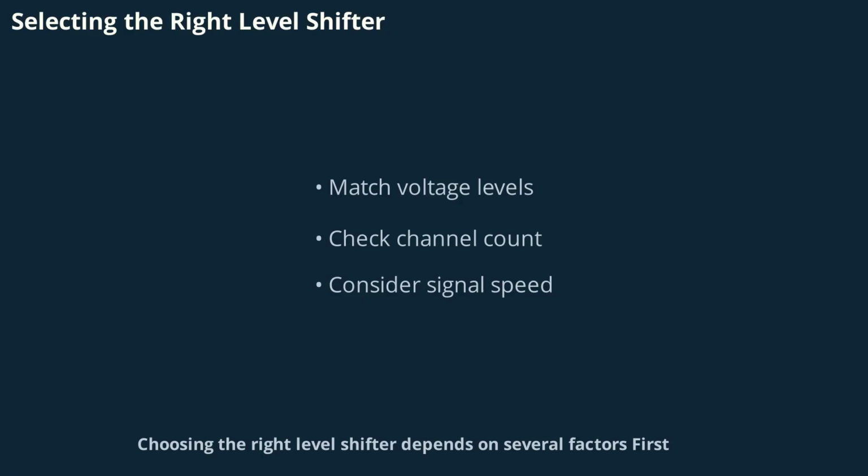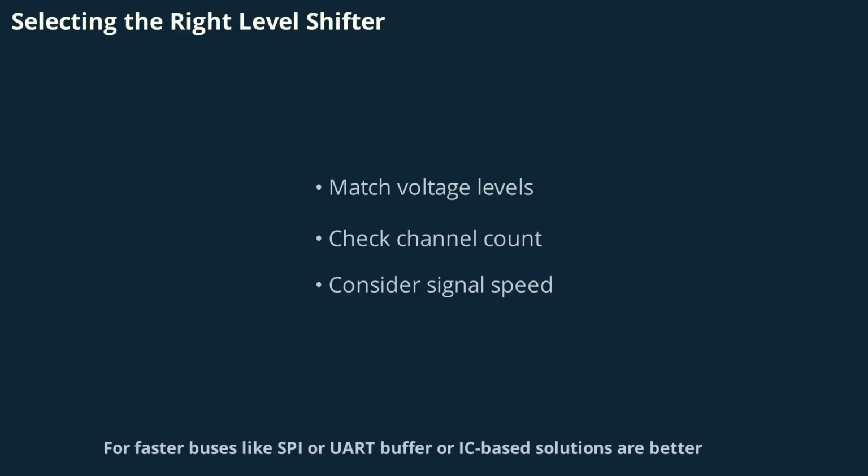Using the right level shifter depends on several factors. First, match the voltage levels between your devices. Are you shifting from 1.8V to 3.3V, or perhaps 5V to 1.8V? Next, consider the number of channels you need and whether your signals are unidirectional or bidirectional. Finally, check the speed of your signals. For example, I2C buses typically run at 100 kHz to 1 MHz, making MOSFET-based shifters ideal. For faster buses like SPI or UART, buffer or IC-based solutions are better.